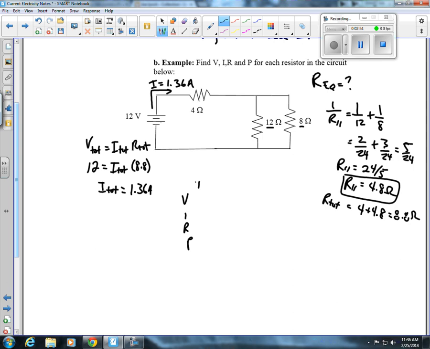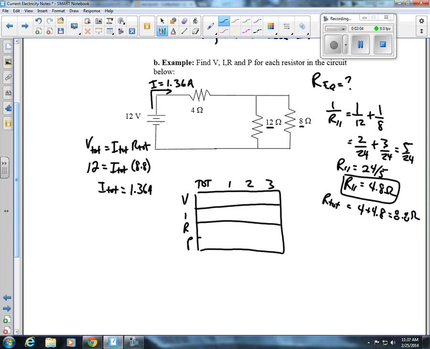Now, if you want to make a VIRP chart, you can. VIRP, total, and I have 3 resistors. I can start filling some things out on here. Now, my R1 was 4, R2 is 12, R3 is 8, and then my R total I found over here was 8.8. Now my I total coming out of the battery was 1.36. Okay, and that gives me a V total of 12.